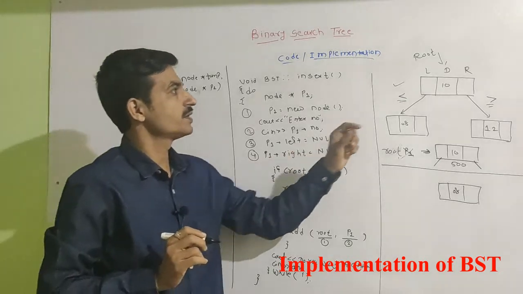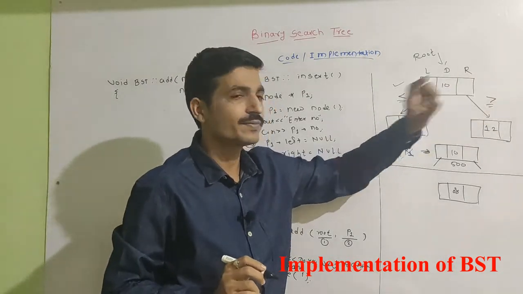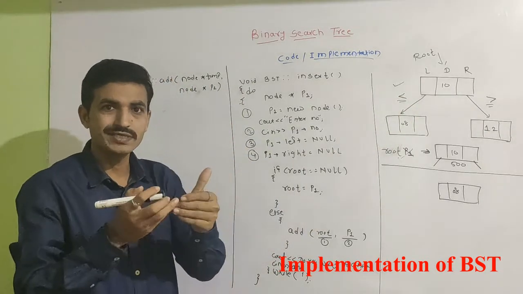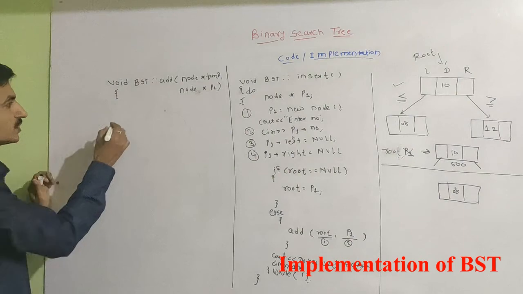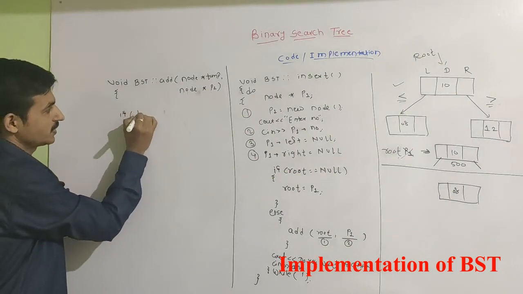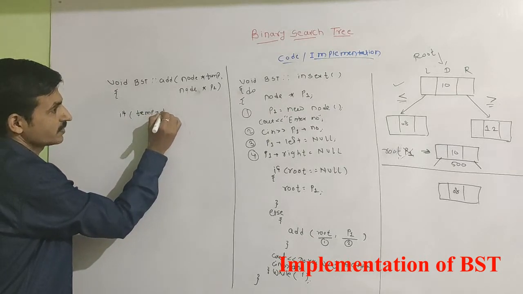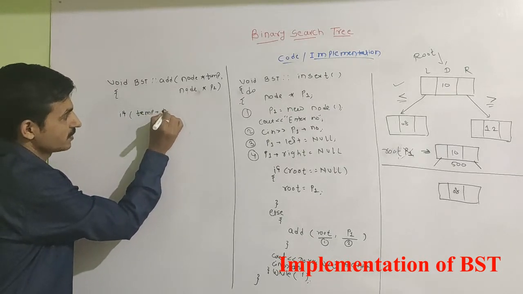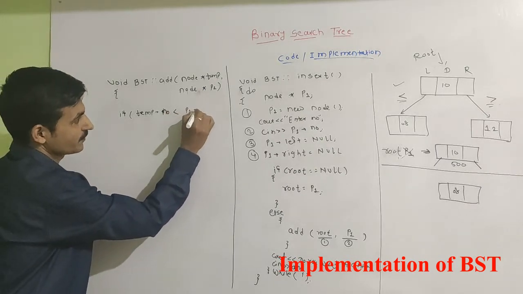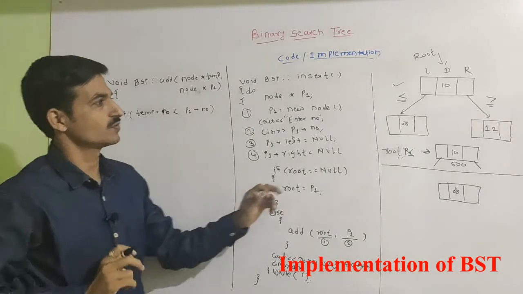So we know that anything which is less than will be in the left side, anything which is greater than will be in the right side. So we'll insert the node first in the left side, it means it is less than the root 11. So here we have to write a condition: if temp of number is less than P1 of number. So that number is being compared with this number.